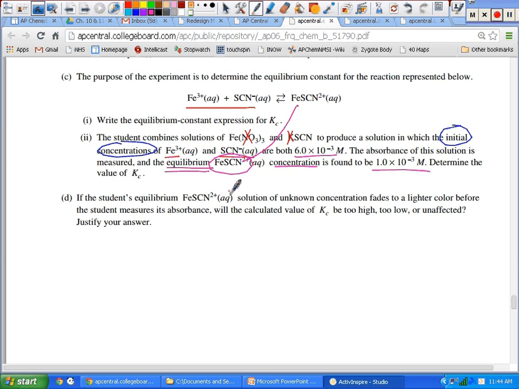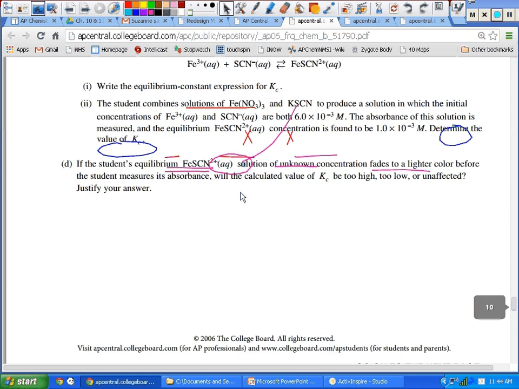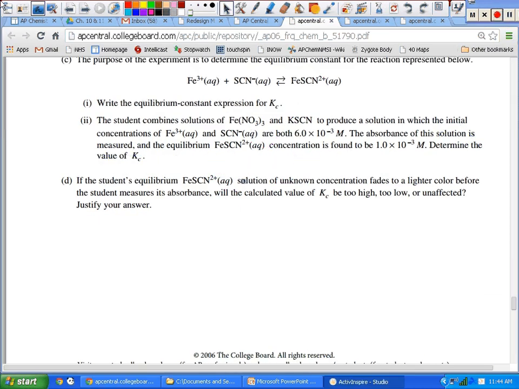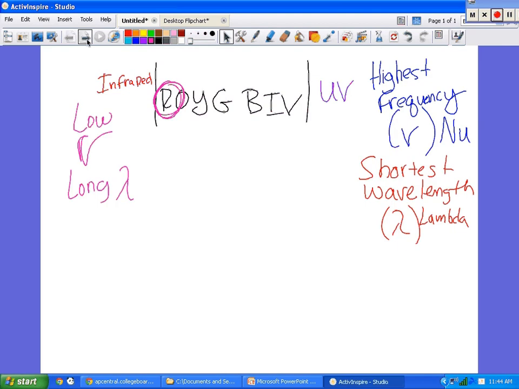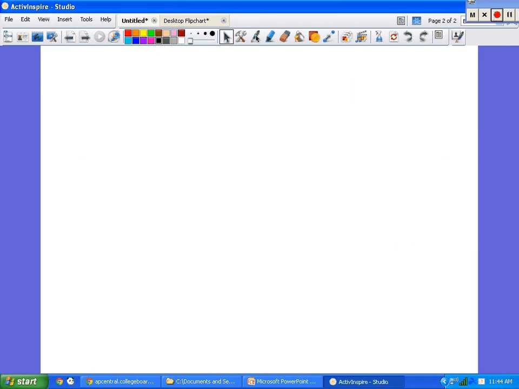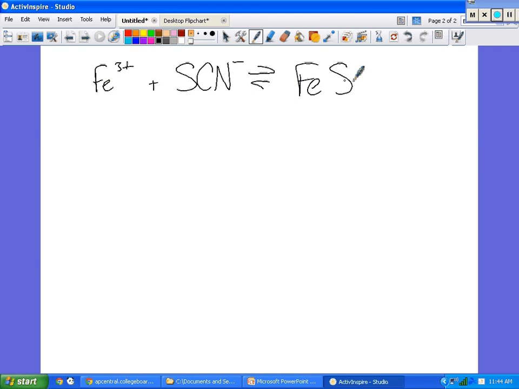You can do it wherever you need to do it. You just need to do it. All right. Matter of fact, I'm just going to write it here. So we have Fe3+ plus SCN negative, in equilibrium with FeSCN 2+. All right, so that's what we have.